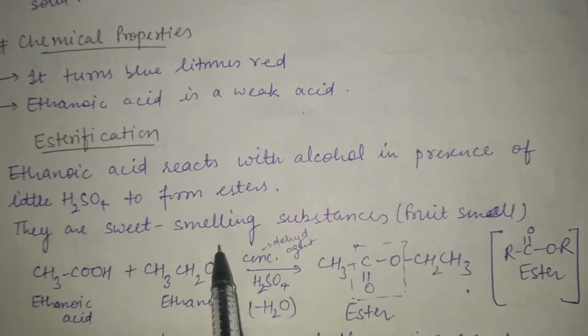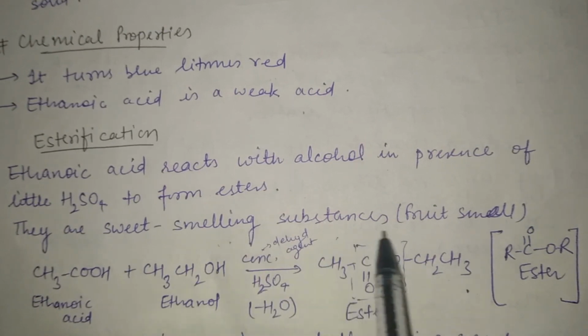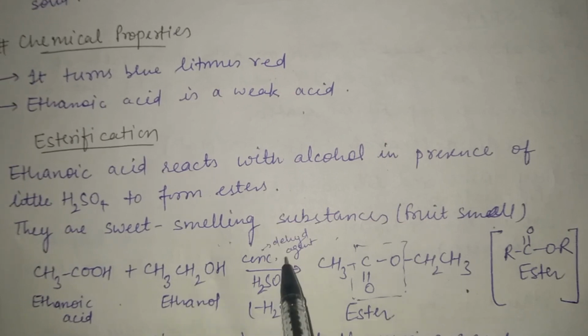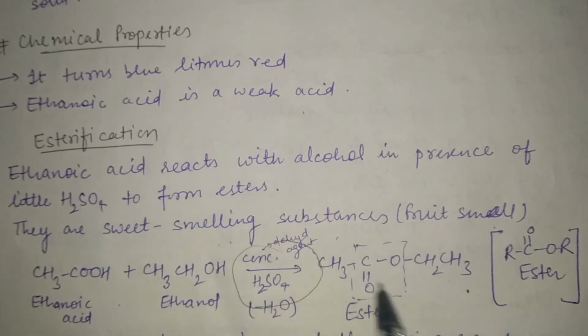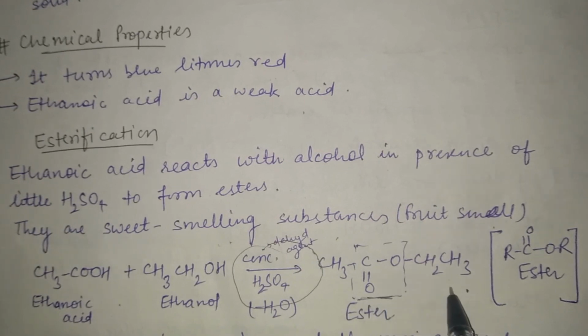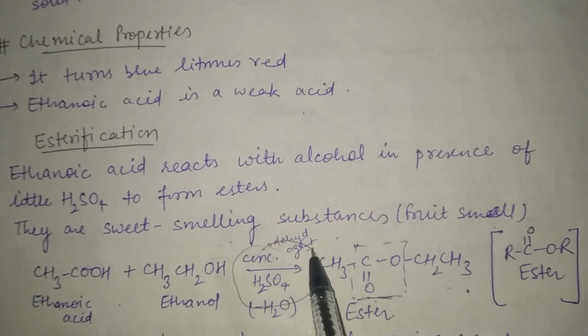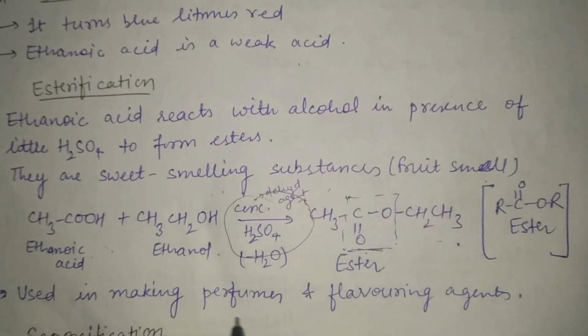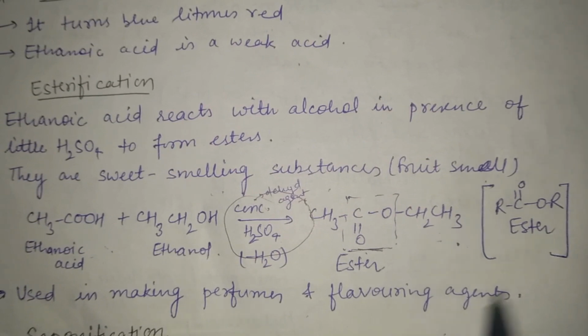So esters are sweet smelling substances which give a fruity smell. Here is an example: when ethanoic acid is treated with ethanol in the presence of conc H2SO4, it leads to the formation of an ester, ethyl ethanoate. Here conc H2SO4 is acting as a dehydrating agent which removes water from ethanoic acid and ethanol. And these esters are used in making perfumes and flavoring agents.